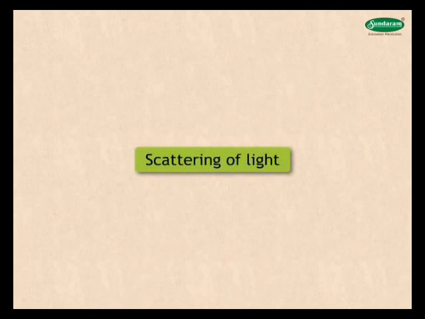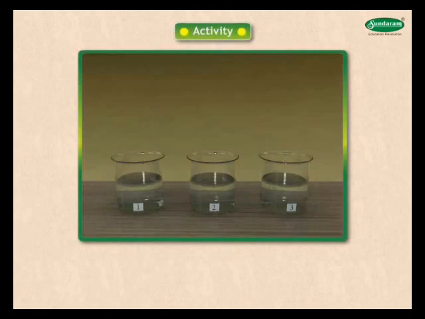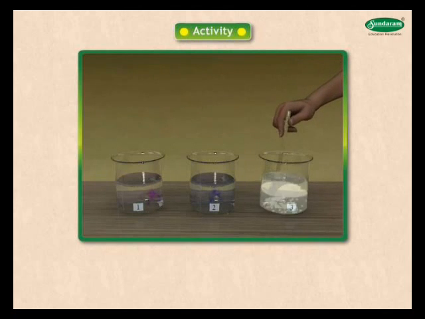Let us study scattering of light. Take 3 beakers and number them as 1, 2, 3. Make a solution of KMnO4 in water in beaker number 1. Add a few drops of ink to the same quantity of water in beaker 2. Add some wheat flour to the same quantity of water in beaker 3. Stir each solution properly by using a glass rod.